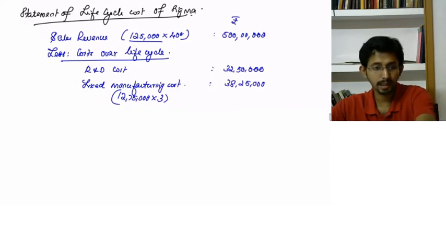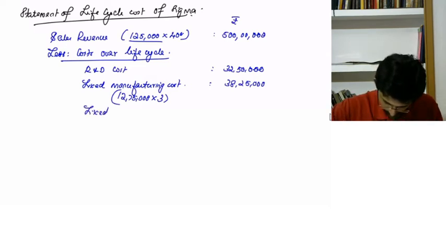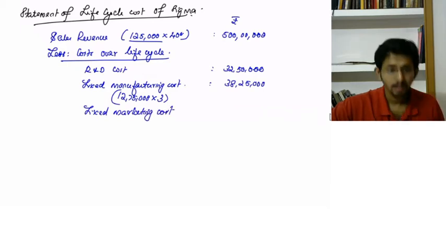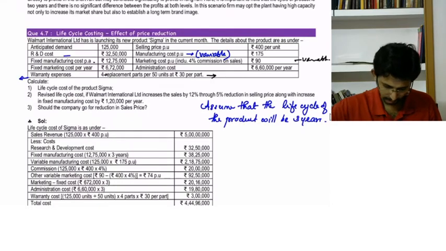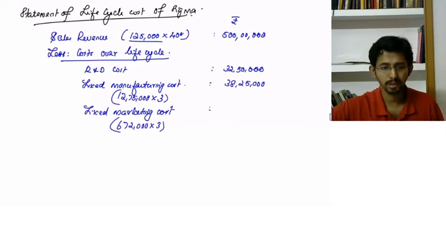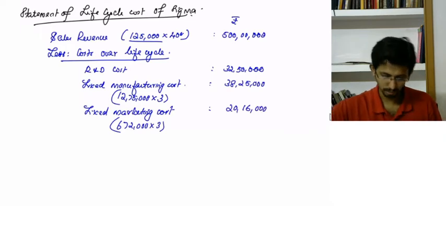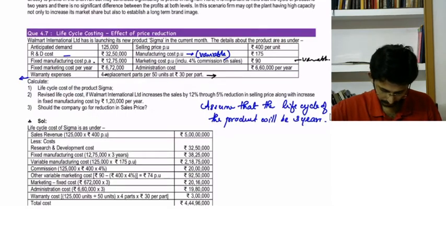Next is fixed marketing cost. What is the fixed marketing cost? 6,72,000 per annum. Am I right? Into 3. 6,72,000 into 3 will be 20,16,000. Then what else? You have warranty expense that we will take later.